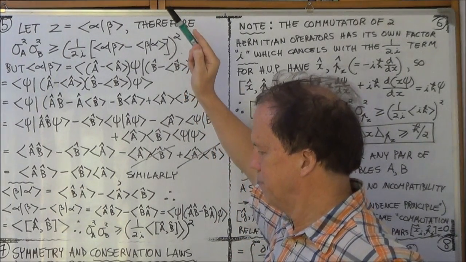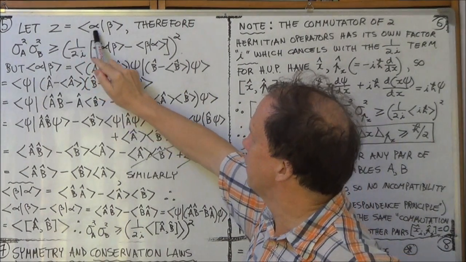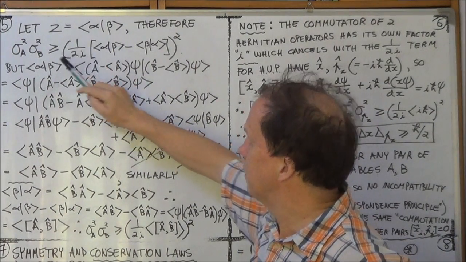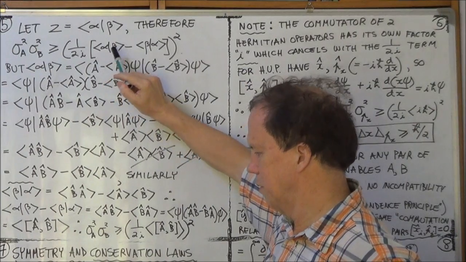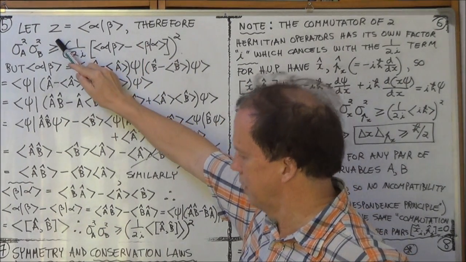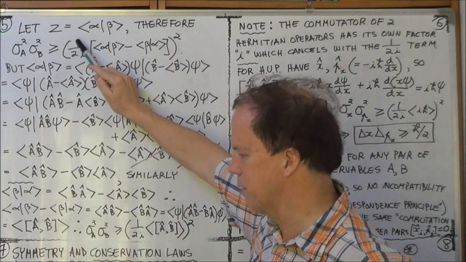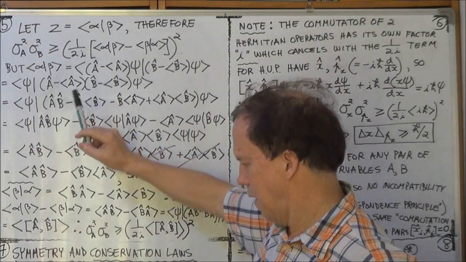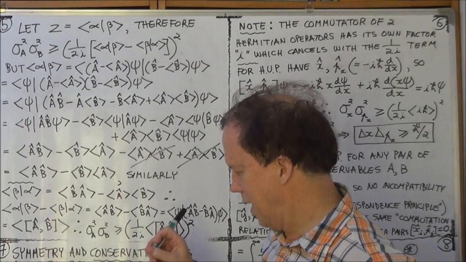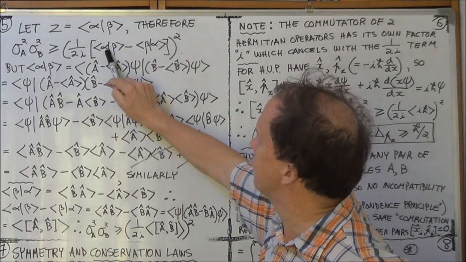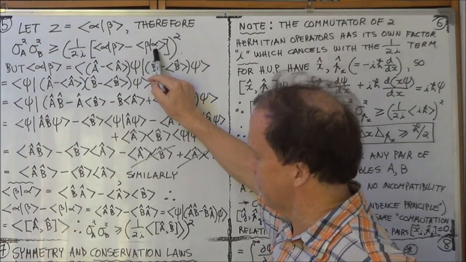So sigma squared A times sigma squared B is greater than or equal to the square of the modulus of bracket alpha beta. So let z be alpha beta. So therefore this is greater than or equal to the square of the absolute value of z, and that in turn was greater than or equal to this expression, where this is z and that's z star.